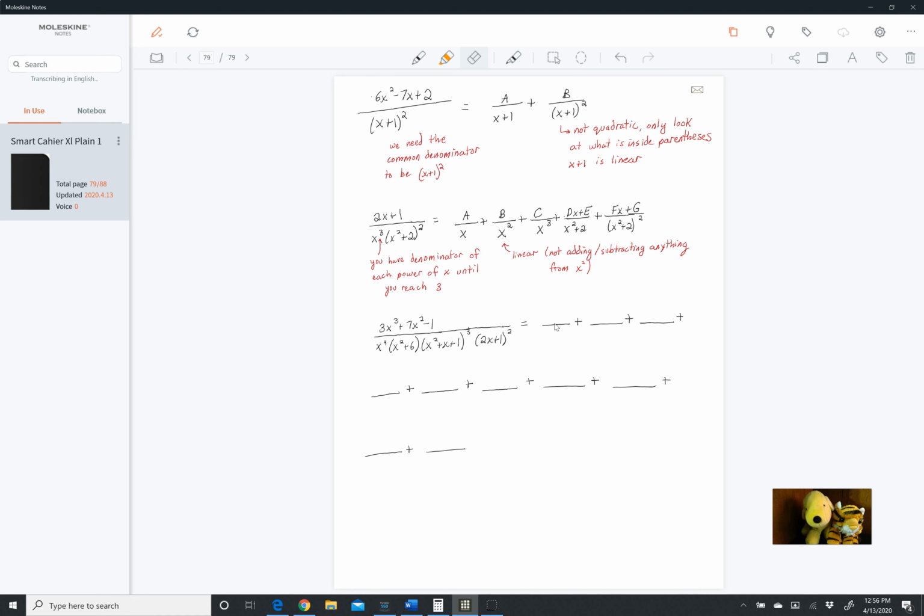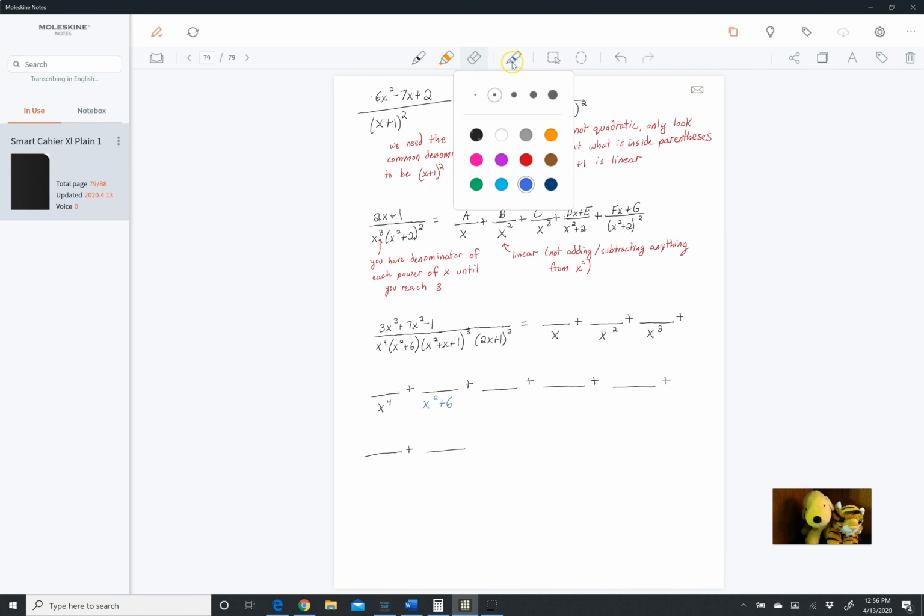So we have the x to the 4th, which means that we're going to have an x to the 1st, an x to the 2nd, an x to the 3rd, and an x to the 4th. That takes care of the x to the 4th. Okay, in a different color, let's do the ones that are associated with x squared plus 6. So there's actually only one, because x squared plus 6 is just raised to the 1st power.